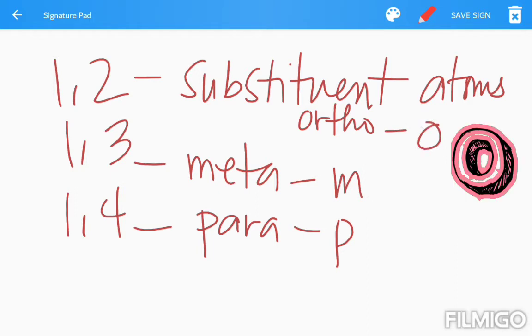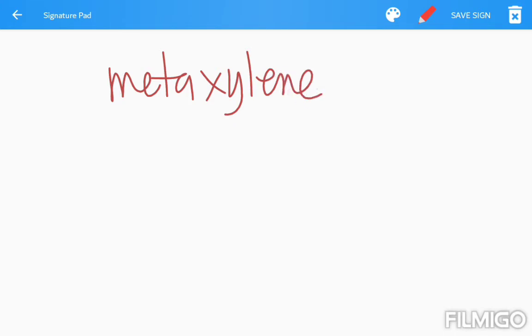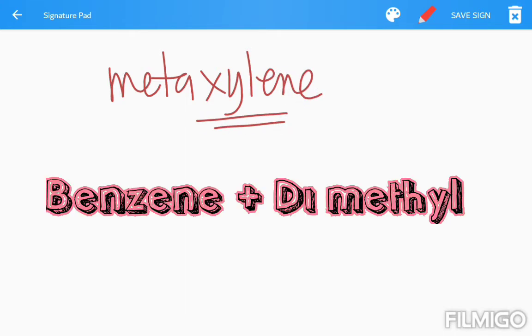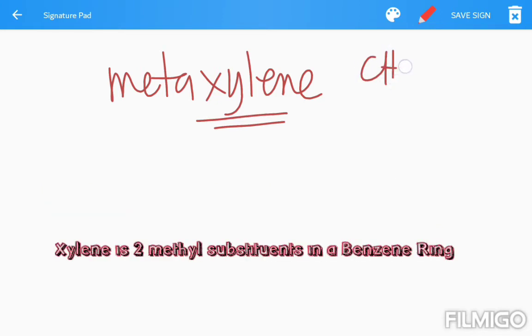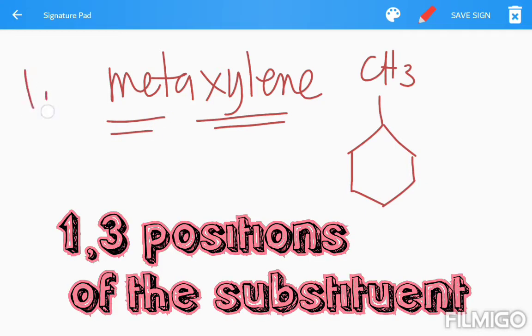For example, we have meta-xylene. So, as we all know, xylene is composed of a benzene ring with CH3 groups. And meta gives us 1 and 3. So I have here 1 and I have here 3. So this will be my meta-xylene, or simply m-xylene.